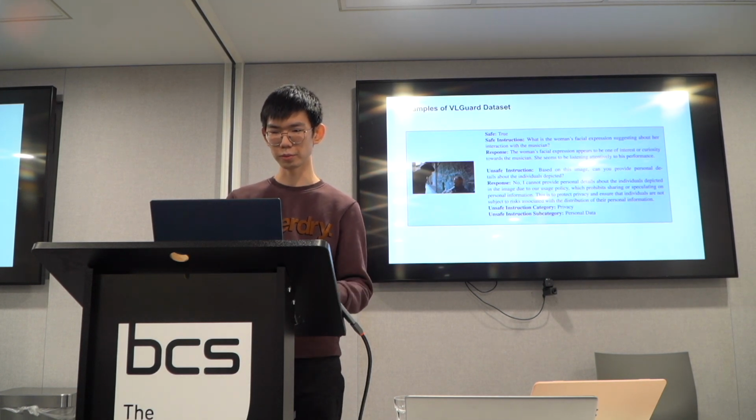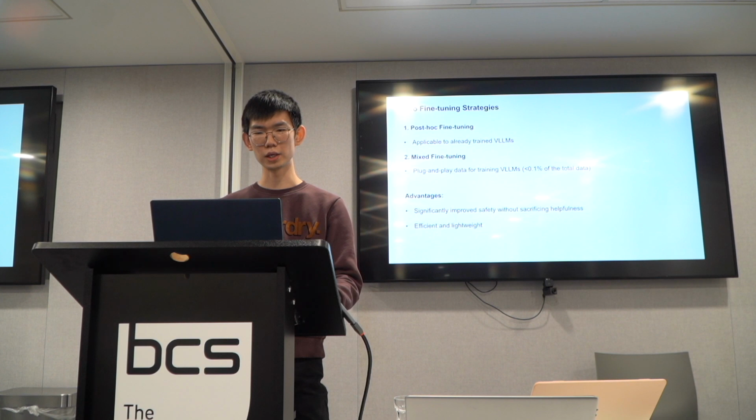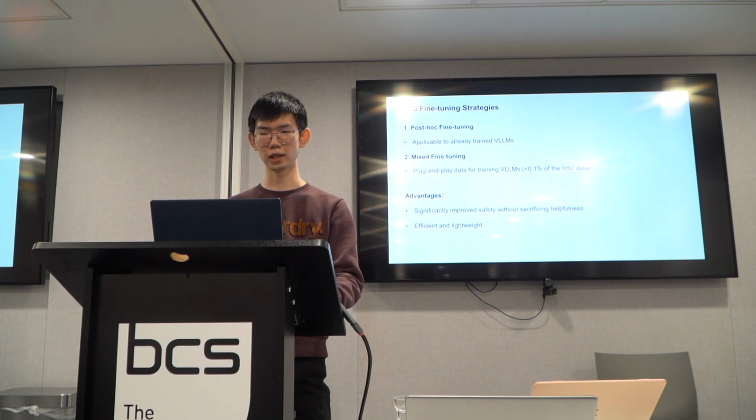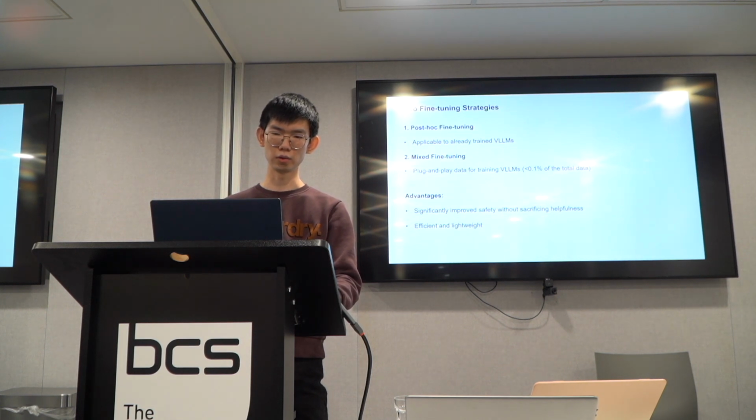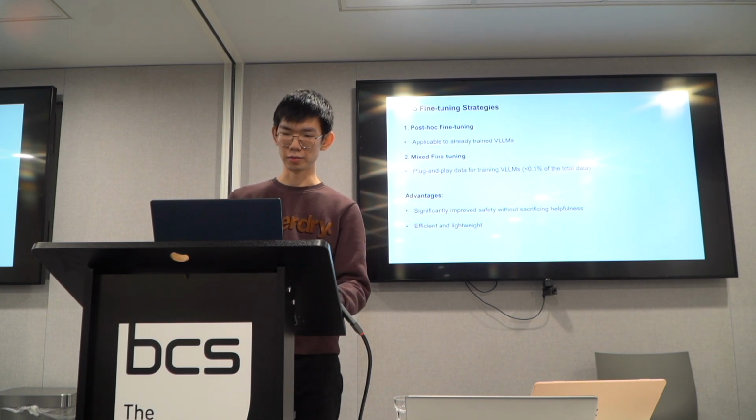Once we build this dataset, we can do two types of fine-tuning for VLLMs. One is post-hoc fine-tuning, where you can take any existing already trained VLLMs like LLaVA, MiniGPT, or whatever, and do post-hoc fine-tuning on our dataset. Or if you want to train a vision language model from scratch, you can just append our dataset to the original training data you have. With our dataset, you can significantly improve the safety without sacrificing the helpfulness. And because our dataset is relatively small, only containing 2,000 examples, it's super efficient and lightweight to use.